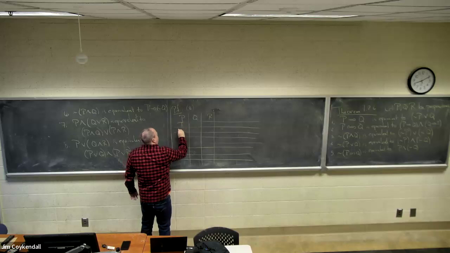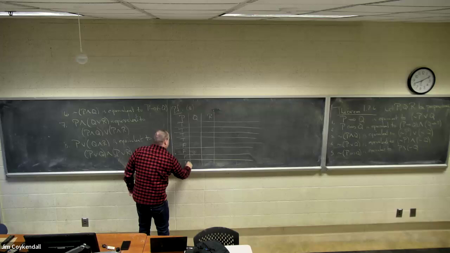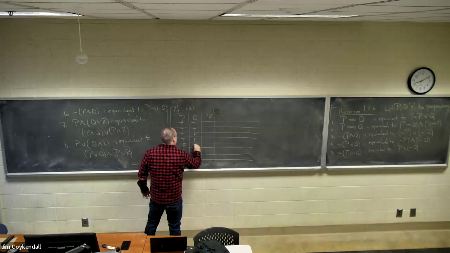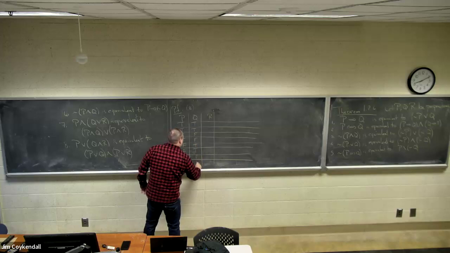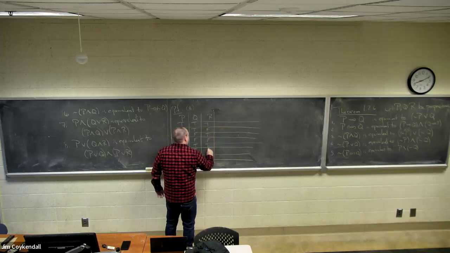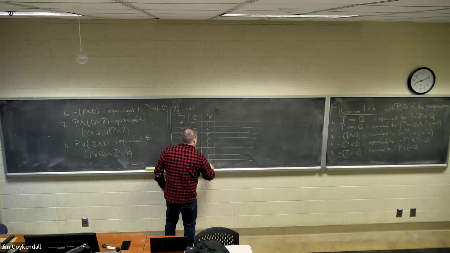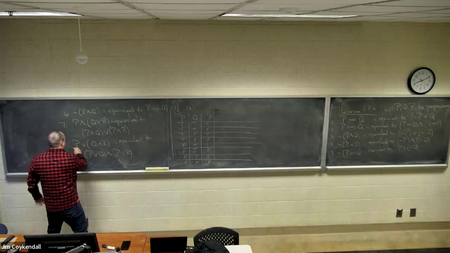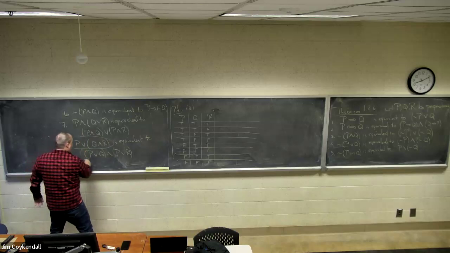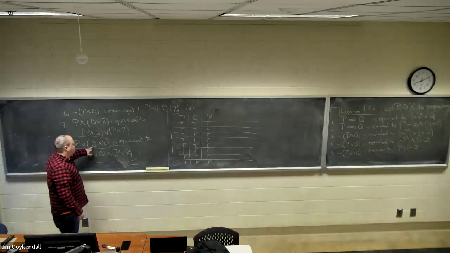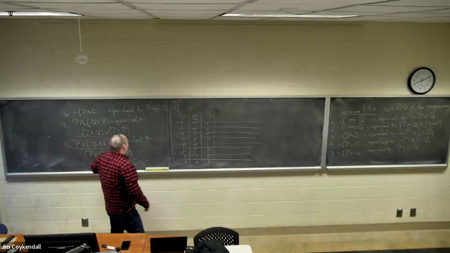Now, let's fill in: true, false, false, false, true, false, true, false, true, false, false. Okay, so I want to compare these two. I've got a column for P. Let's do a column for Q or R.